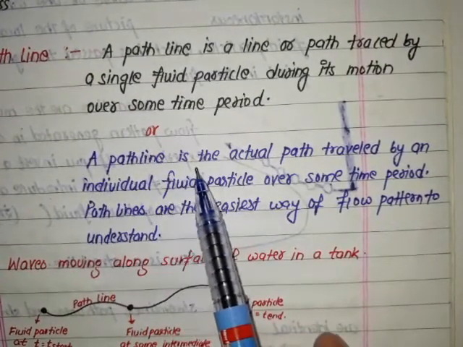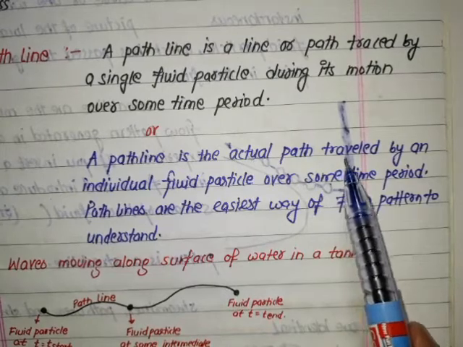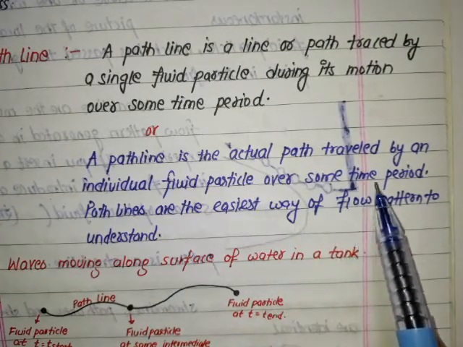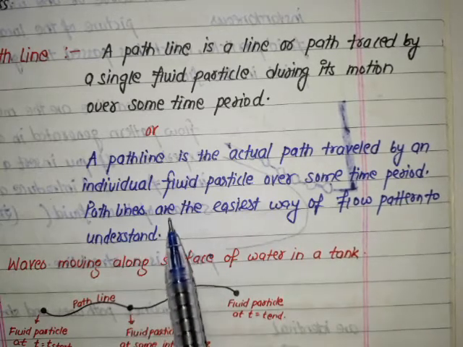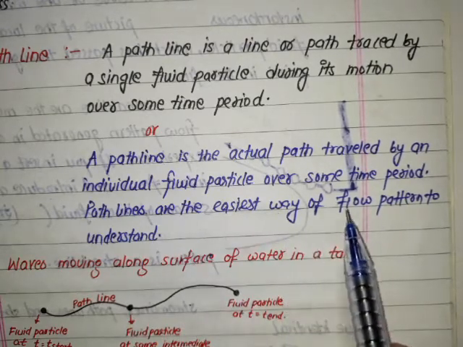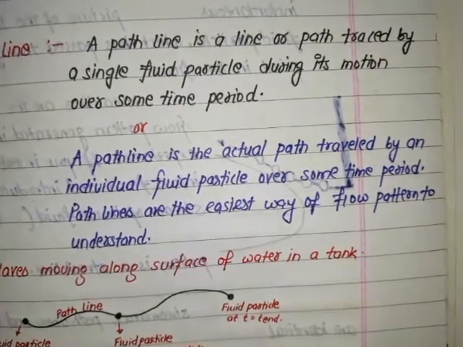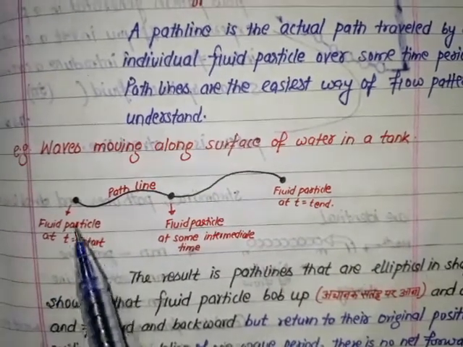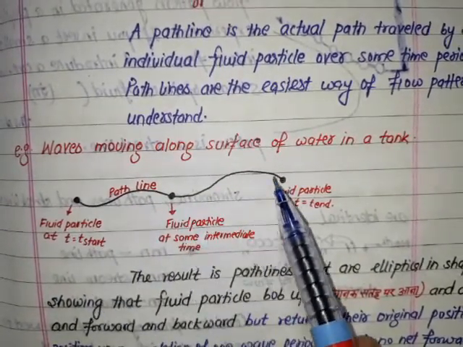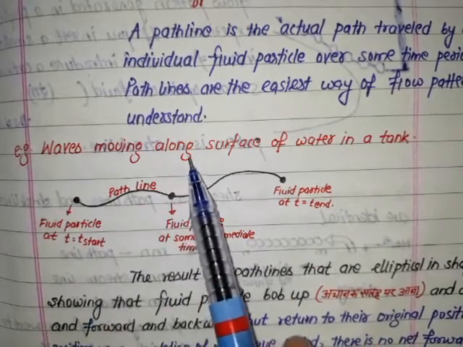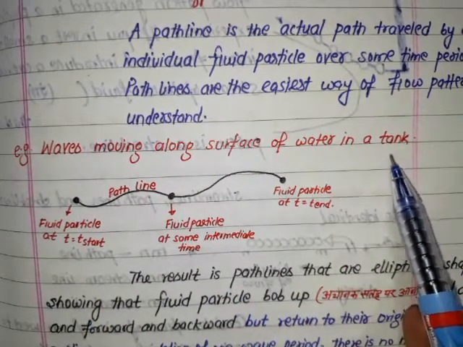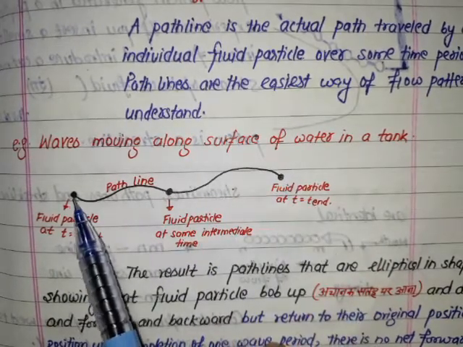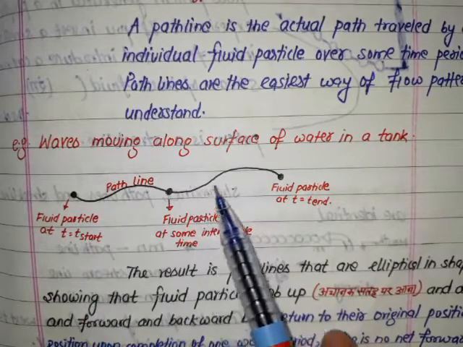In other words, a path line is the actual path traveled by an individual fluid particle over some time period. And path lines are the easiest flow pattern to understand. So here we try to understand with an example. This path line is like a wave, waves moving along the surface of water in a tank. And as we can see, there are some waves on the oceans also, with a shape like this. And this is the path line.